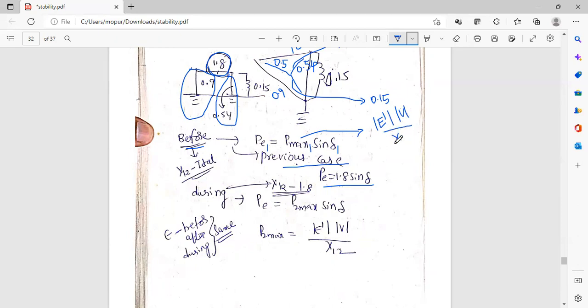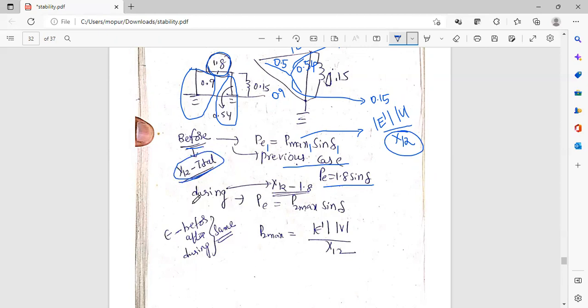This modulus of V is the voltage at the infinite bus bar, which is 1 they had given. This E dash is V plus Jx into I. So we know the value of V, we know the value of X. X is the total impedance. And the value of I we had calculated by using S conjugate by V conjugate, and we had found out. And this denominator x12 is the total impedance for before fault condition.